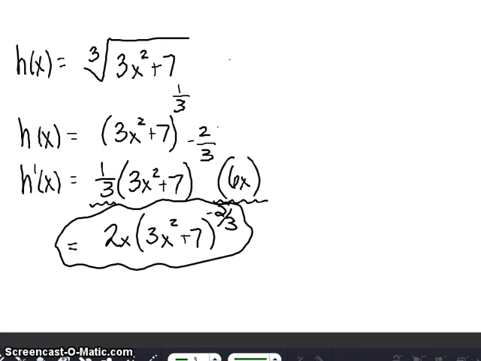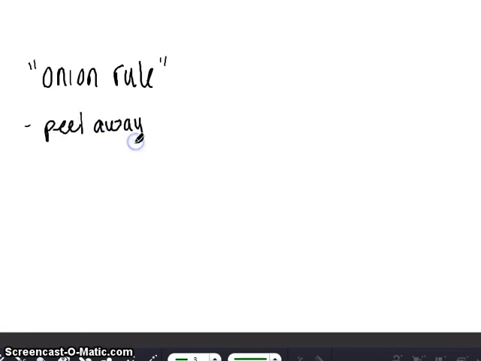One thing I do want to say about chain rule is there's some people that call it the onion rule, and this might help you think about what we're doing. They call it the onion rule because we want to peel away layers with derivatives.